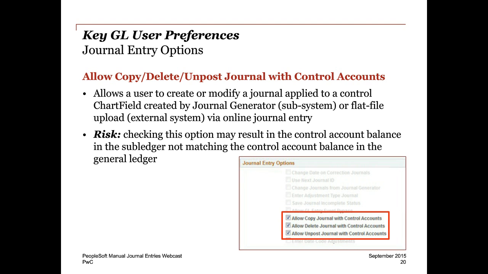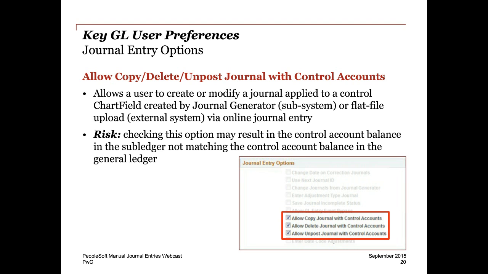So what this user preference actually provides is the capability for a user to modify those journals that have hit those control accounts. They can copy, they can delete, they can even unpost these journals, which again is contrary to what we would anticipate happening with control accounts. But again, it can be concerning and could cause discrepancies between subledger and GL when we start thinking through final end of period close.